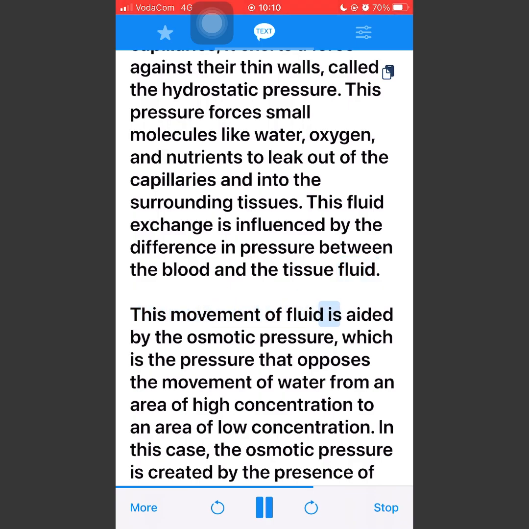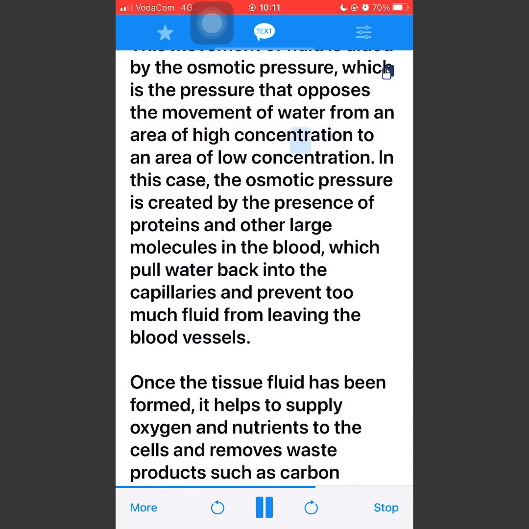This movement of fluid is aided by the osmotic pressure, which is the pressure that opposes the movement of water from an area of high concentration to an area of low concentration. In this case, the osmotic pressure is created by the presence of proteins and other large molecules in the blood, which pull water back into the capillaries and prevent too much fluid from leaving the blood vessels.